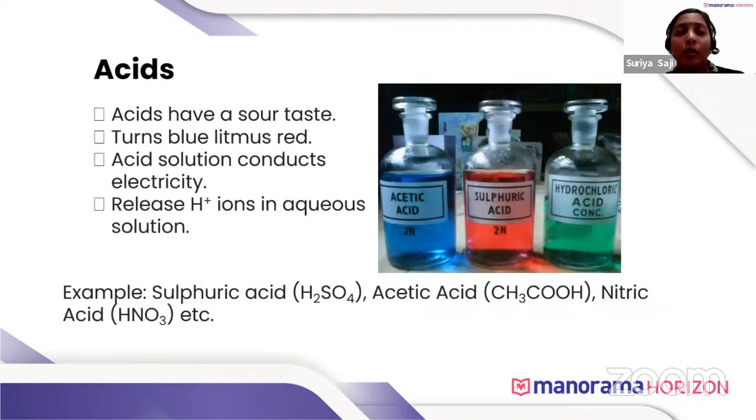Now we'll see some of the properties of acids. Acids have a sour taste. That is an important property that we have been studying from lower classes itself. Acid turns blue litmus red. Acid solutions conduct electricity. The conduction of electricity is due to the presence of H plus ions. H plus ions are abundant in acid solutions, that's why acids conduct electricity. We'll see some examples of acids. Examples include sulfuric acid, acetic acid, nitric acid, etc.